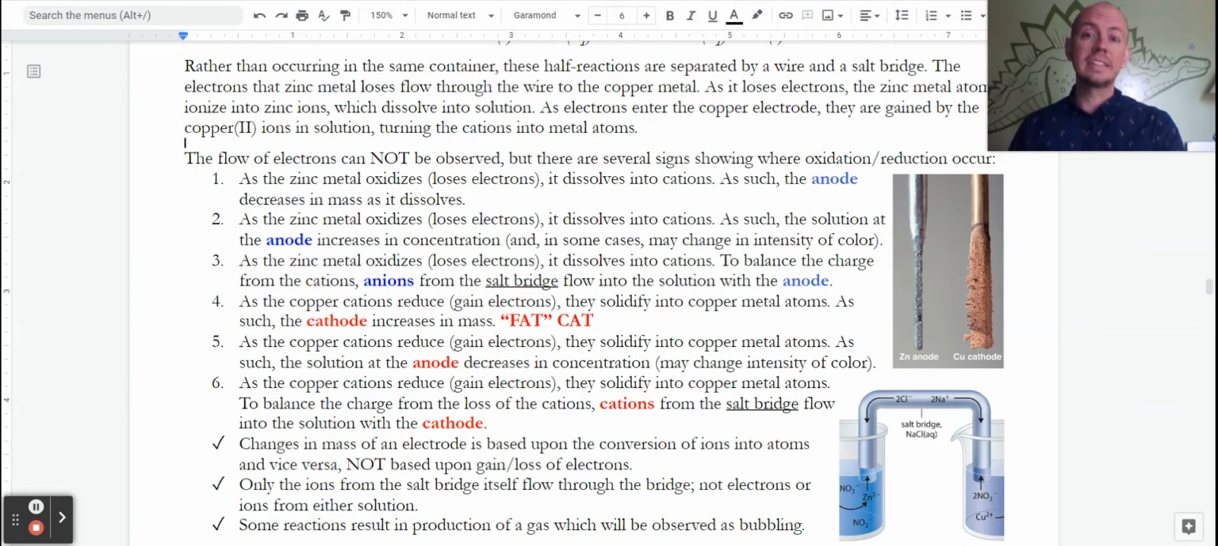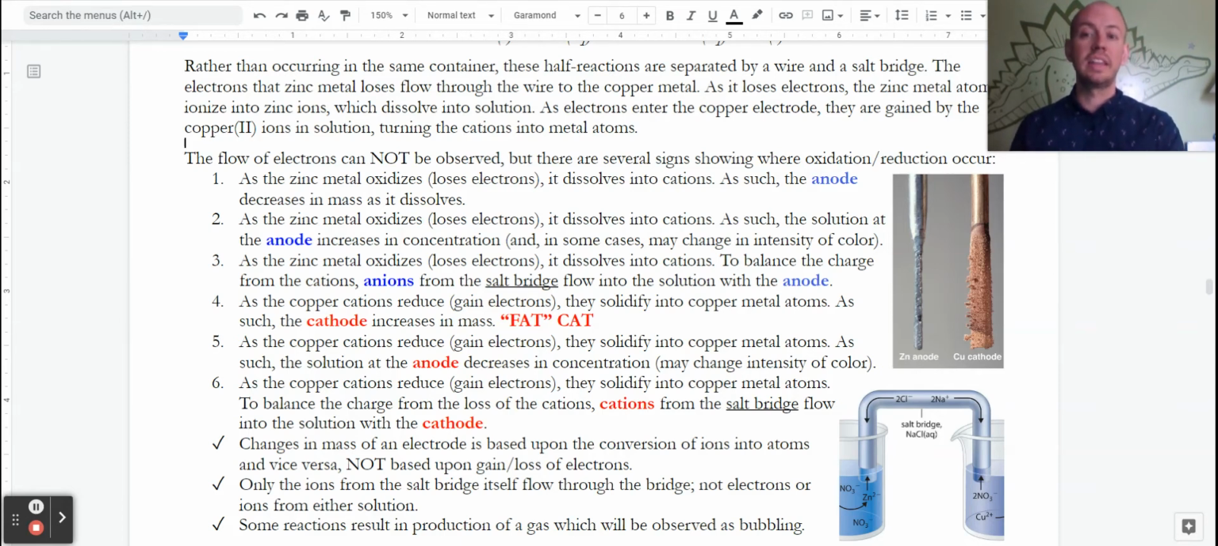And also, as that zinc oxidizes, loses its electrons, and turns into cations, that throws off the charge within the solution. The salt bridge is a bridge between them that contains a salt, very cleverly named. It's described below. So to account for the fact that there's extra cations in solution, the anions from the salt bridge flow into the anode solution. So anions flow towards the anode.